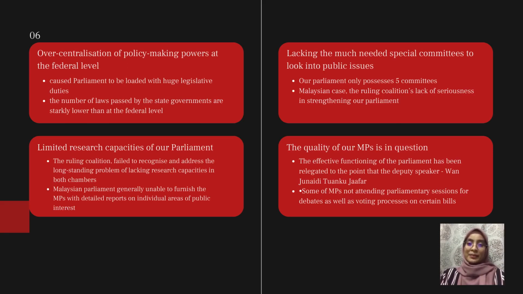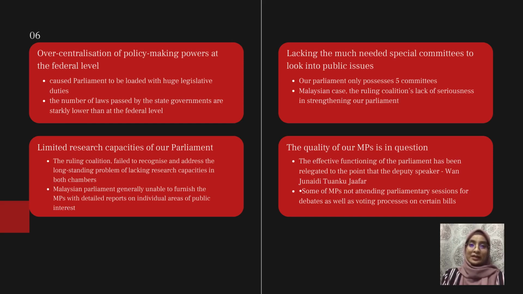The third point is the limited research capacities of our parliament. The ruling coalition has so far failed to recognize and address the long-standing problem of lacking research capacity in both chambers. Besides employing 15 research personnel within its research unit as of October 2013, the Barisan Nasional-dominated Dewan Rakyat has not pursued the possibility of allocating even one researcher to all the members of Parliament until today.